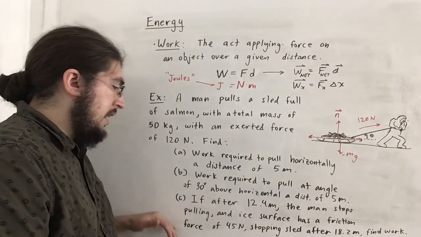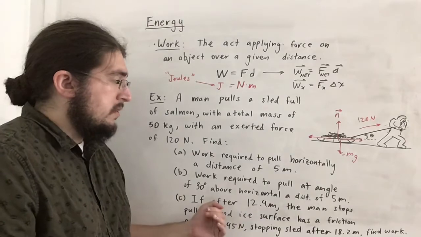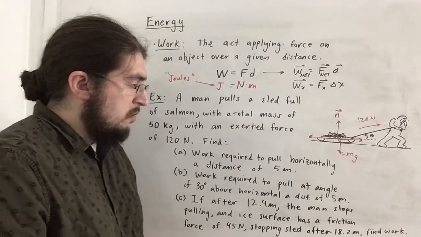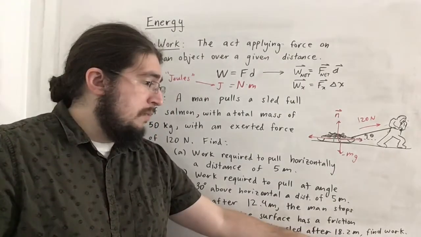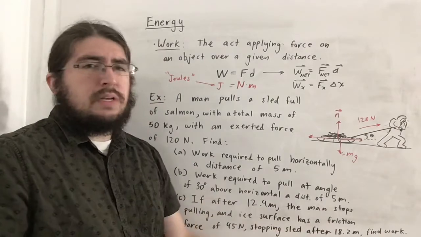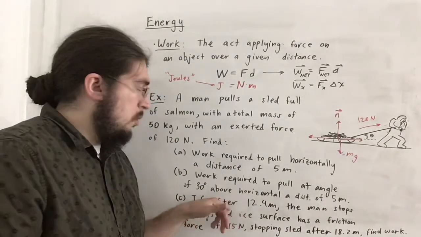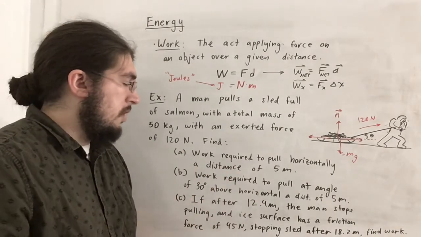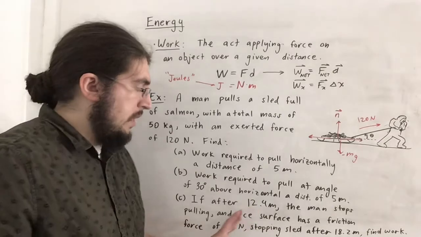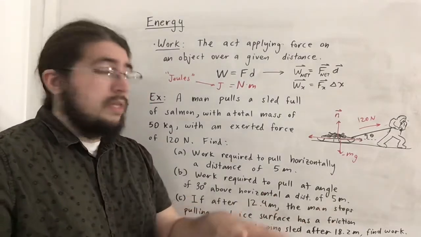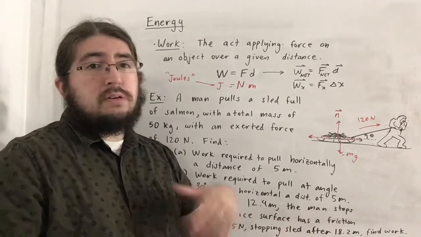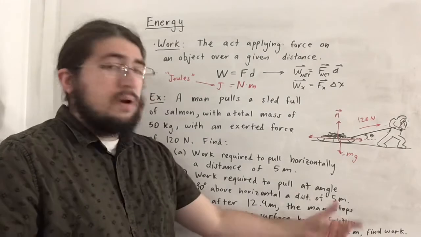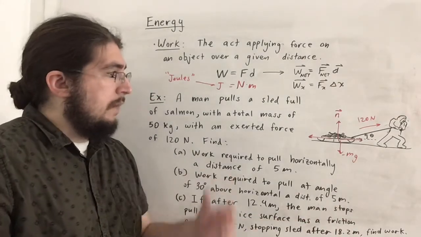And then finally, part C asks: if after 12.4 meters the man stops pulling, and the ice surface has a friction force of 45 newtons, then it will stop the sled after 18.2 meters. When I say after 18.2, notice it started after 12.4. So 12.4 meters from the initial starting point, he stops pulling, and where the sled stops due to the ice friction will be 18.2 meters from the initial point. So delta x in this case will just be the difference between those. And here we want to find the work done by friction in order to stop the sled.